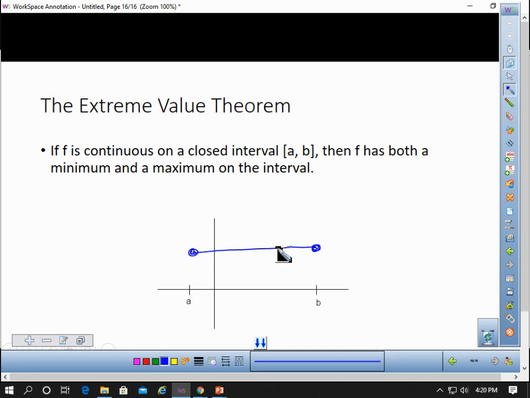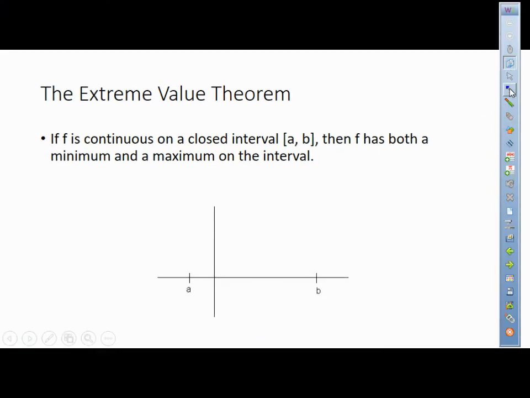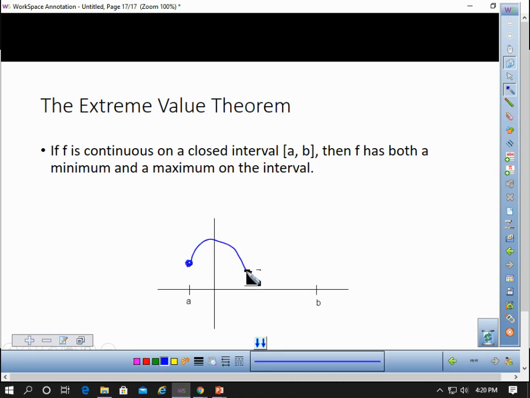Going straight across, there is a max and a min, but the max and the min are the same. So it's okay for your maximum and your minimum to be the exact same thing. No matter what type of function you draw, as long as you draw a continuous function, it will have a maximum and a minimum value somewhere. So if you have a continuous function on a closed interval, you have to have a minimum and you have to have a maximum. That is the EVT theorem.